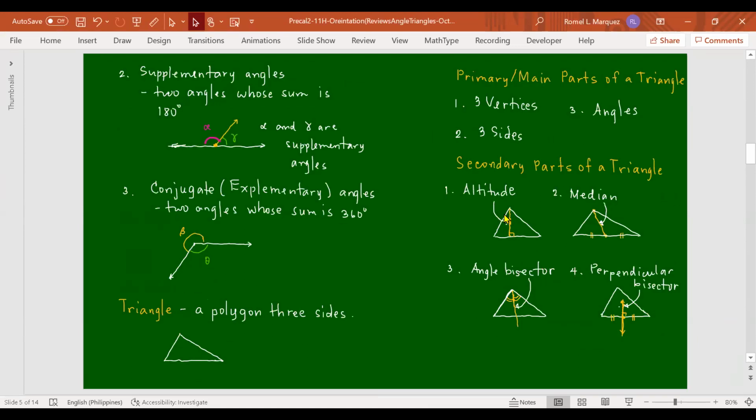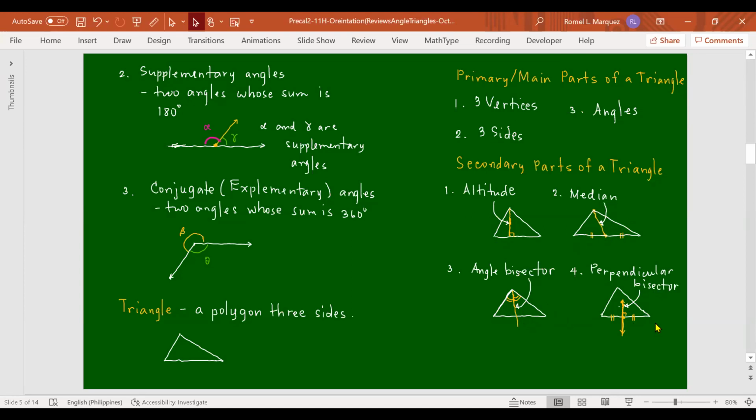secondary parts of a triangle. Altitude: when you draw all three altitudes in a triangle, they meet at a common point, and we call that the orthocenter. If you draw all the medians, they will meet at a common point, and we call that the centroid, meaning it is the center of the triangle. Angle bisector: if you draw all the angle bisectors, they will always meet at a point inside, and it's called the incenter.